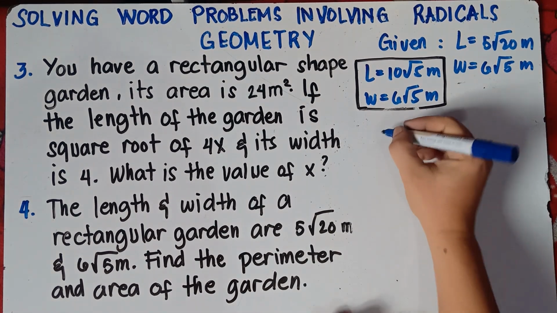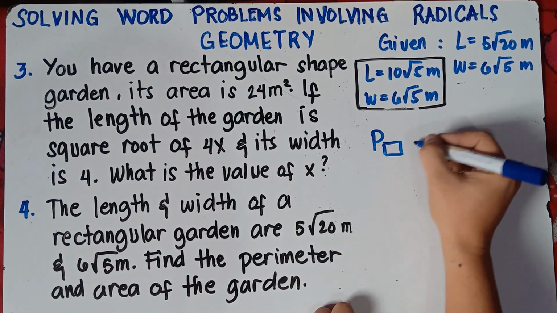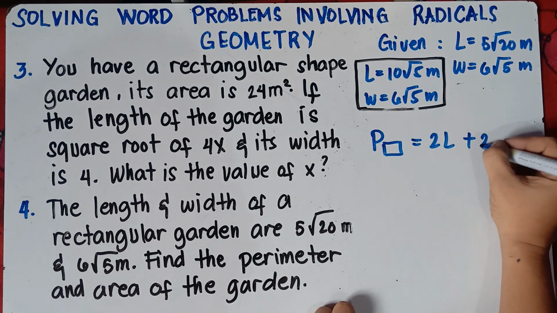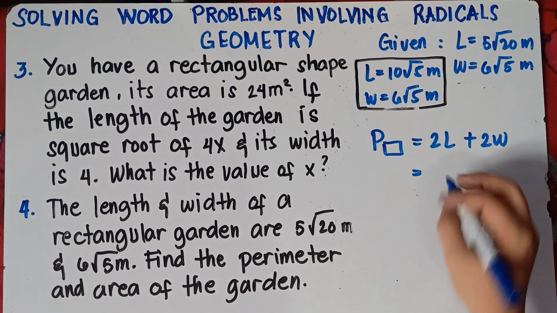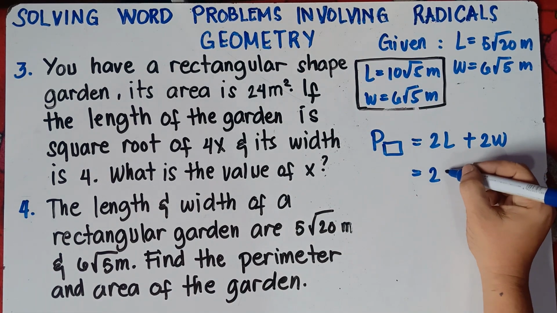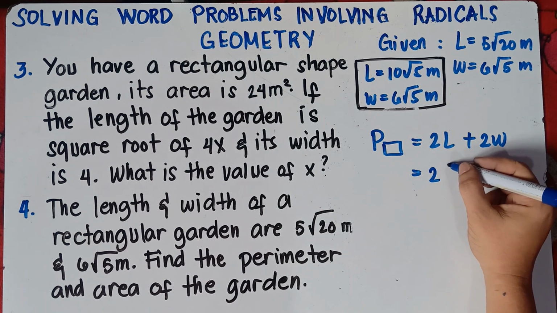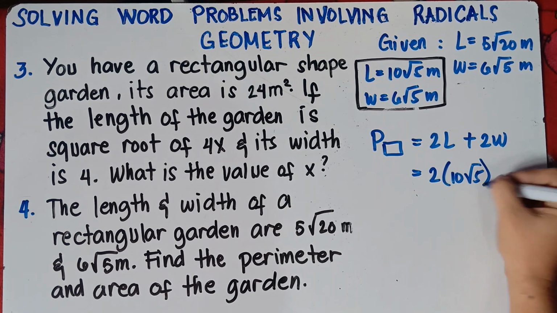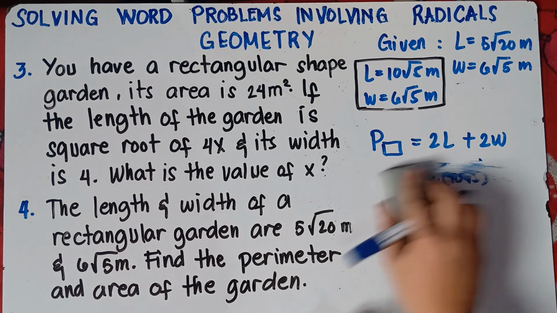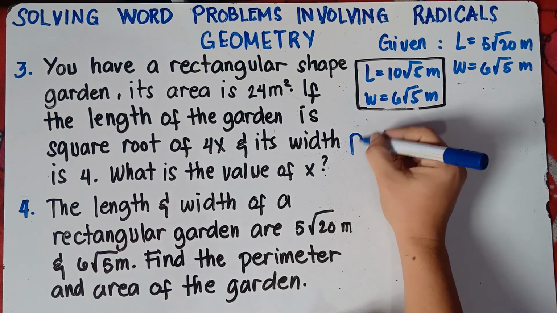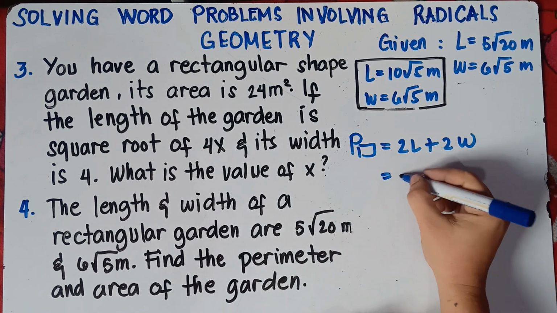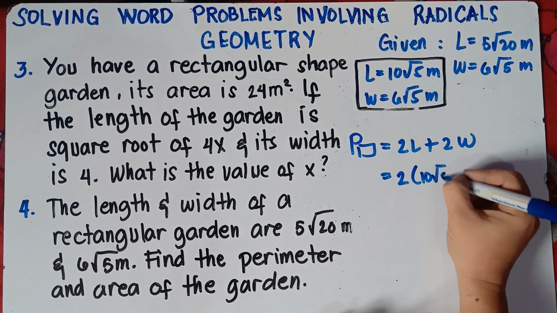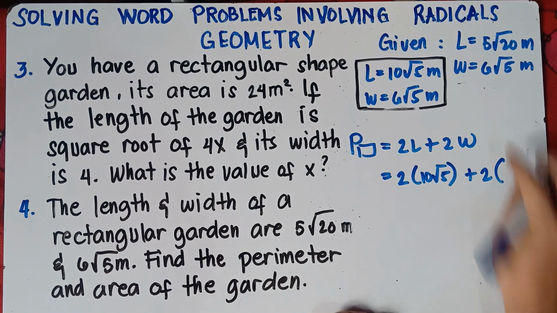Alright, let's solve perimeter. So perimeter of a rectangle, that would be 2 times the length plus 2 times the width. This is the formula, class, of the perimeter of a rectangle. So 2 times our length, that would be 10 square root of 5. Let's ignore the units first. 10 square root of 5 plus 2 times the width, that would be 6 square root of 5. So perimeter of rectangle, 2 times the length plus 2 times the width. So 2 times the length is 10 square root of 5 plus 2 times the width, that is 6 square root of 5.